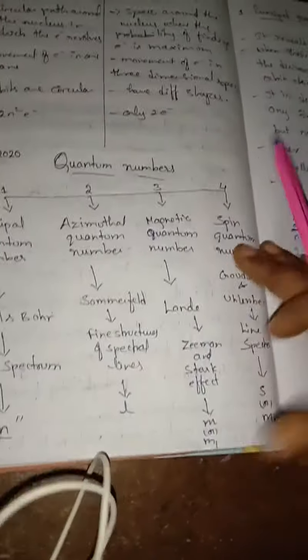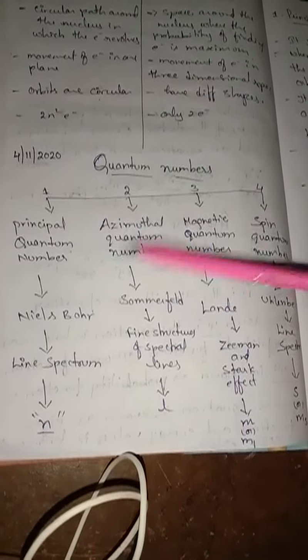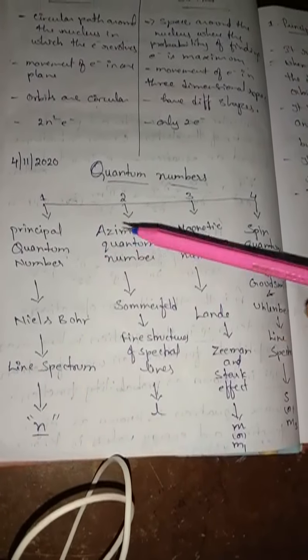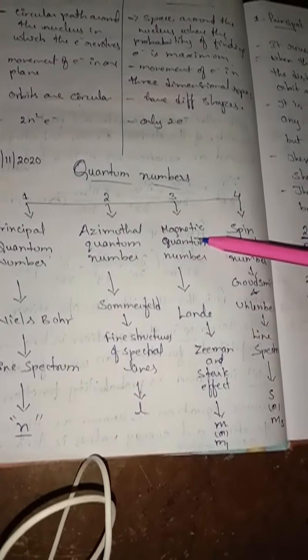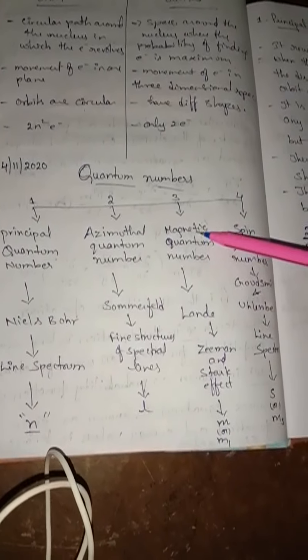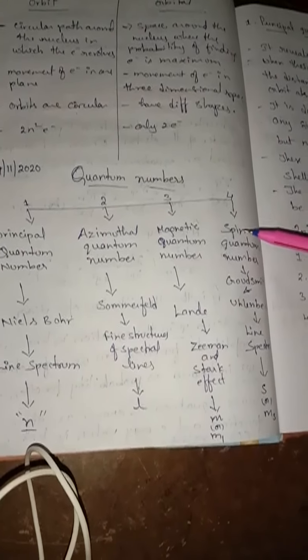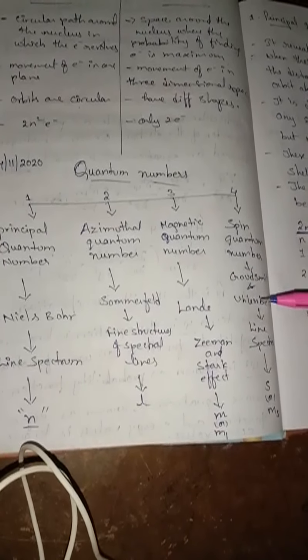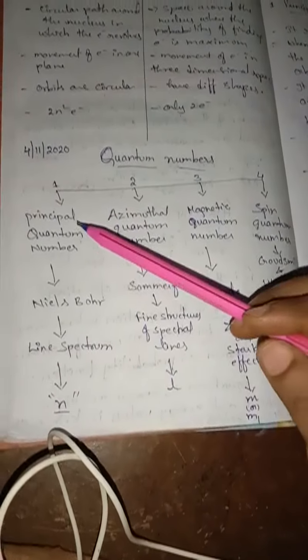In today's class we have learned about quantum numbers. We have seen 4 types: the principal quantum number, the azimuthal quantum number, the magnetic quantum number, and the spin quantum number. The principal quantum number was discovered by Niels Bohr, the azimuthal by Sommerfeld, the magnetic by Lande, and the spin by Goudsmit and Uhlenbeck. They are denoted by the letters n, l, m, and s.